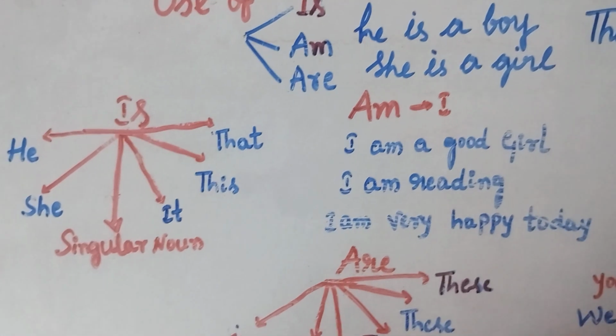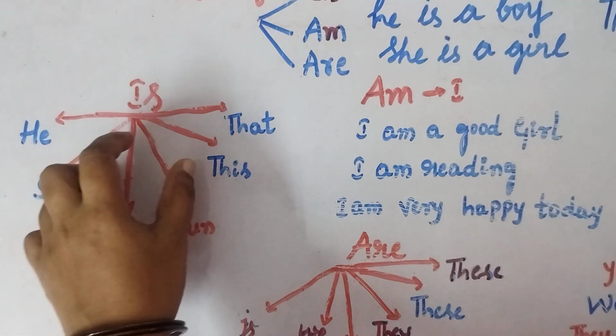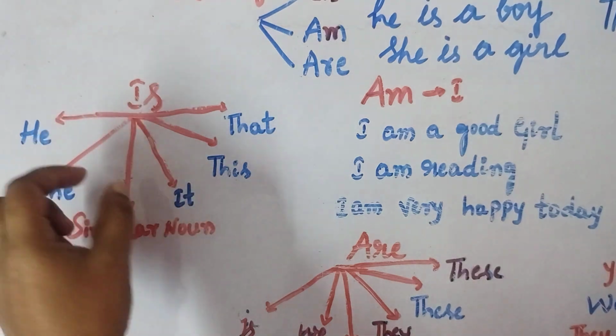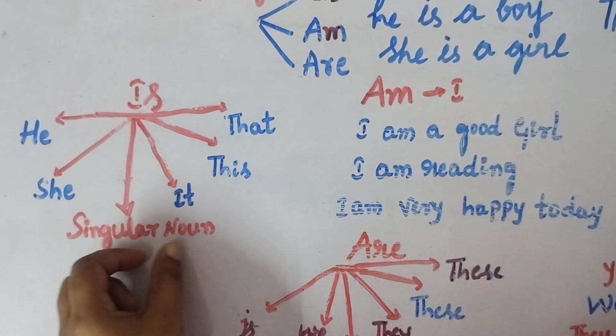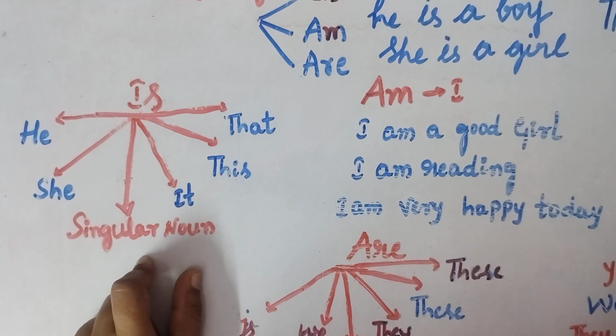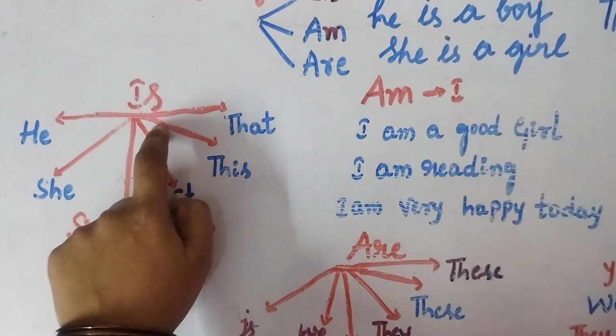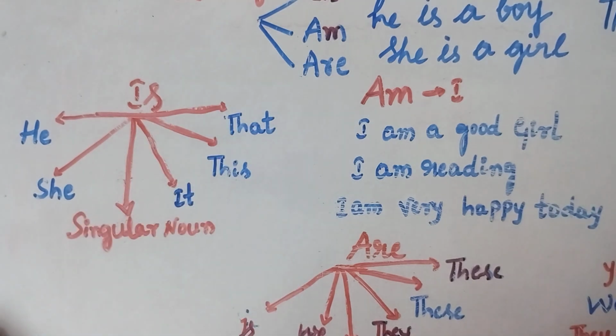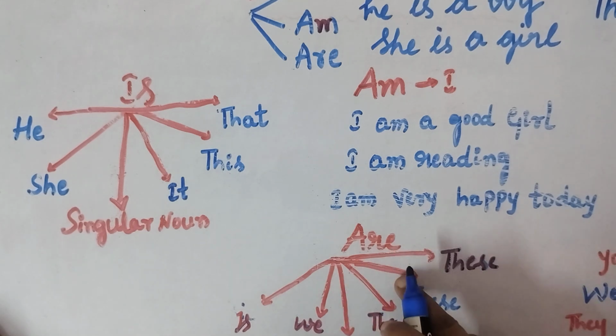Okay. Like that. So, where do we have to use is? Where we see the singular noun. So, at the place of the singular noun, we have to use is. Okay. Next, are. Where do we have to use are?